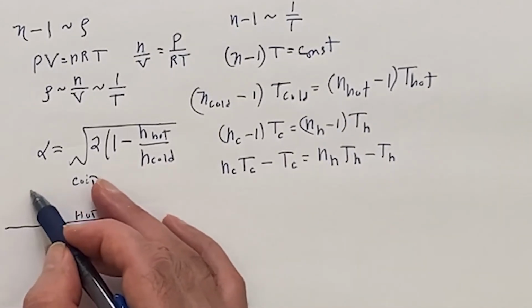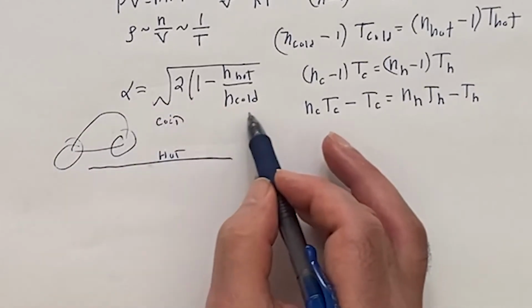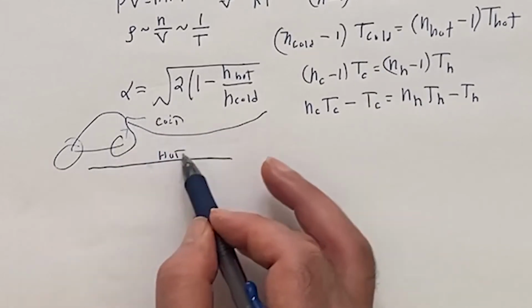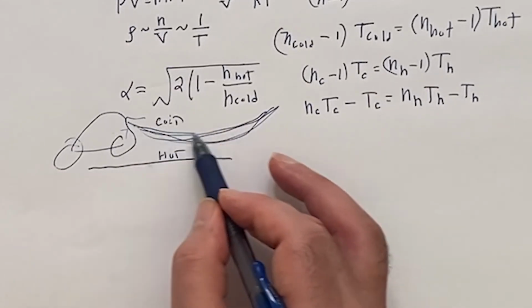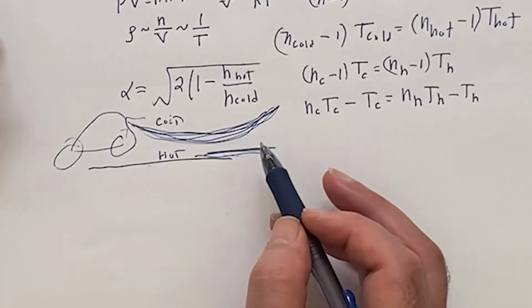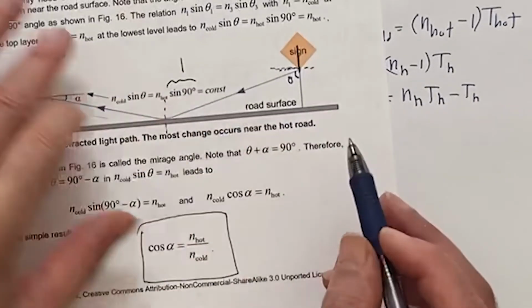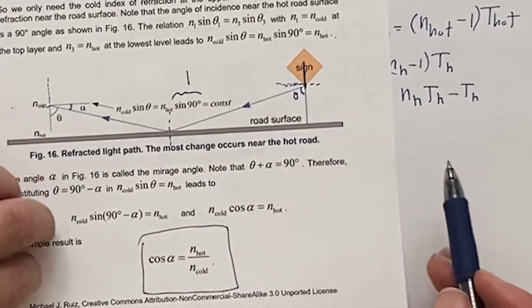This is going to be a car traveling, and here, when I see the mirage, the cold is going to be up here, and the hot is going to be where the path of light actually got very close to the road surface. I drew a nice diagram for you here that shows it better. All right.